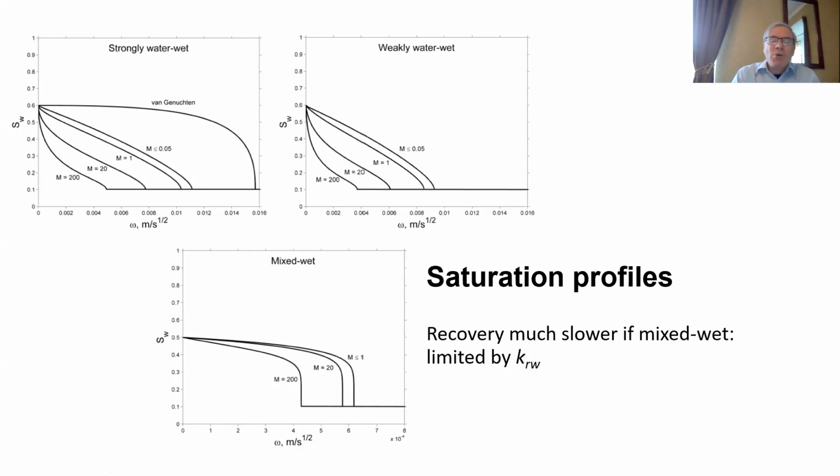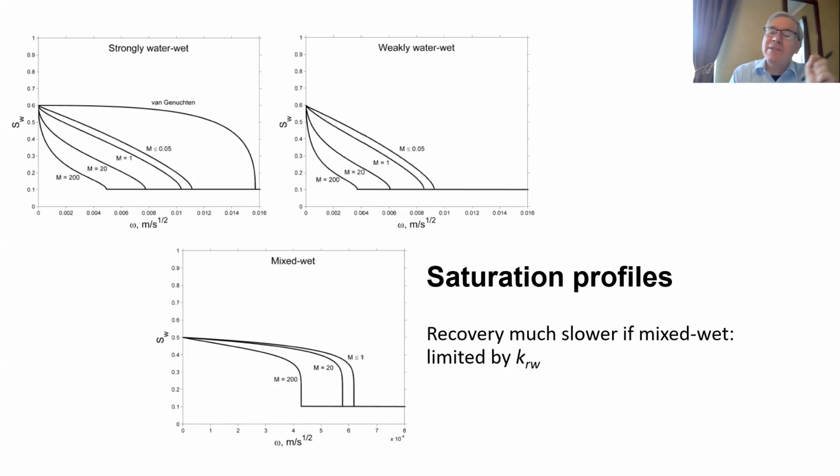But the point is the scale here. These values here are about 0.016, but this is 10 to the minus 4. It's 2 orders of magnitude smaller. So it's not that a mixed wet case imbibes less. In this example, it's imbibing up to about 60%, 50%. So the maximum saturation is lower in a mixed wet case, obviously. But the mixed wet case is much slower.